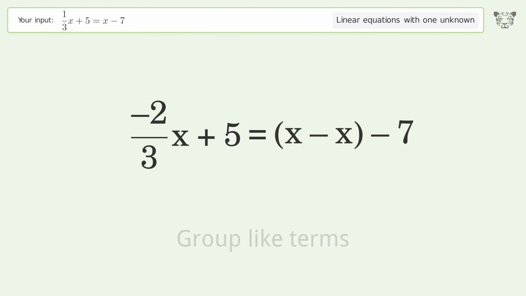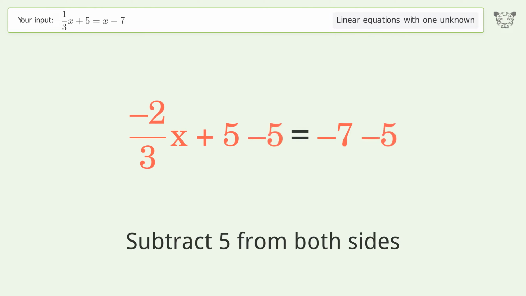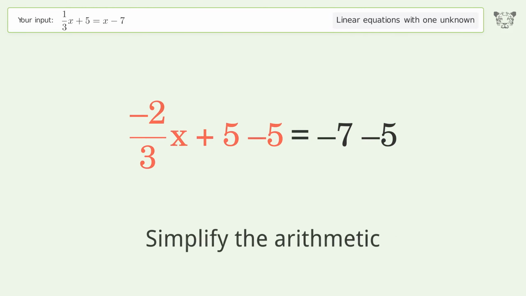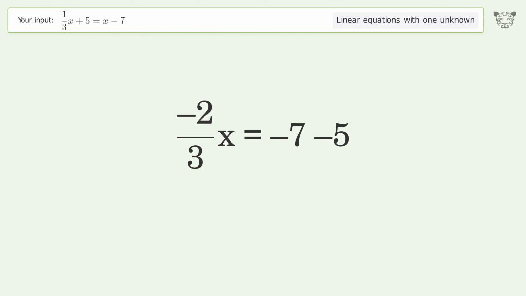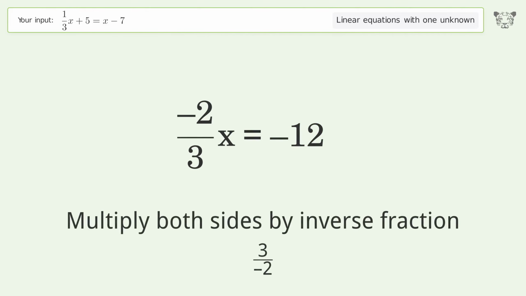Group all constants on the right side of the equation. Subtract 5 from both sides. Simplify the arithmetic. Isolate the x. Multiply both sides by inverse fraction 3 over -2.